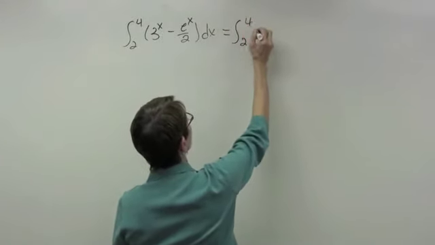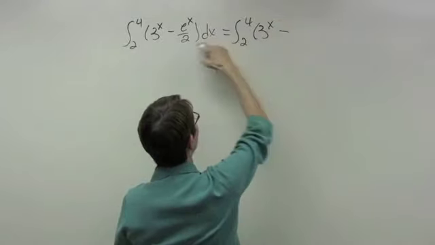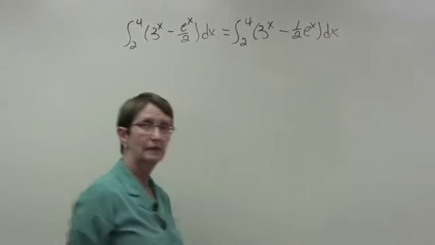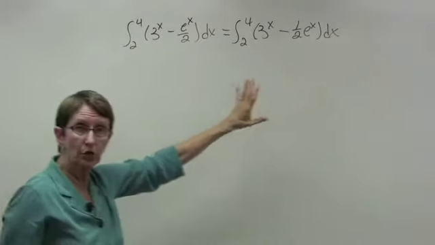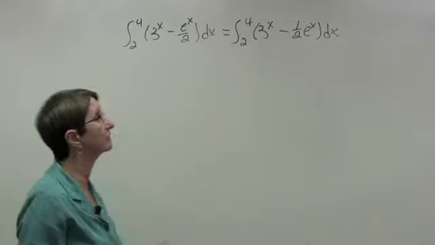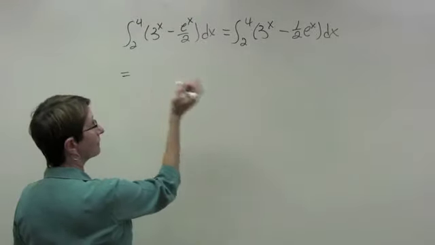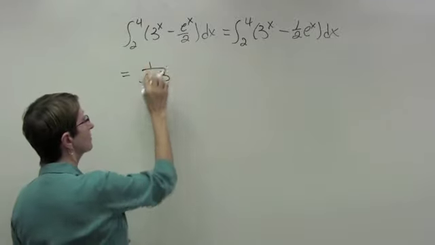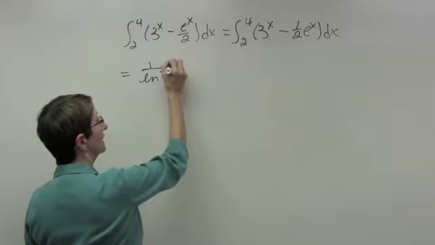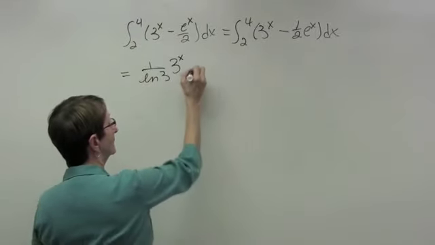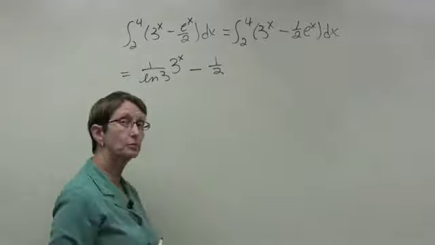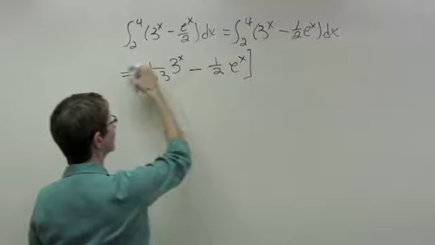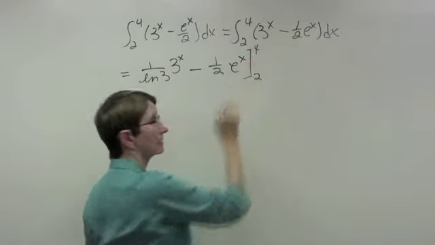Integral from 2 to 4, 3 to the x minus, the only thing I'm going to do is write the 1/2 in front. I don't need u substitution on these. I can simply take the antiderivative of each piece. The antiderivative of 3 to the x is 1 over ln of 3. Remember, you have to go back and review those rules for integrals. And then times 3 to the x minus 1/2, constant multiplier, and the antiderivative of e to the x is e to the x. And then all of this together goes from 2 to 4.